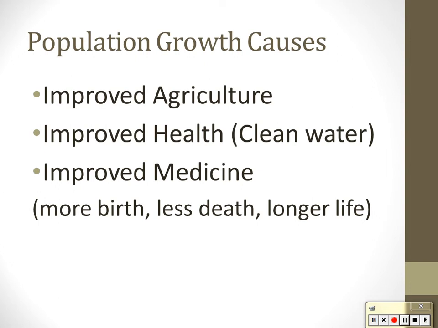The biggest ones are improved agriculture. We are better than ever at growing food quickly. Improved health with more clean water. We have less waterborne diseases, so people aren't dying from diarrhea as much. And then improved medicines increase our birth rate, decrease our death rate, and people are just generally living longer than they used to.